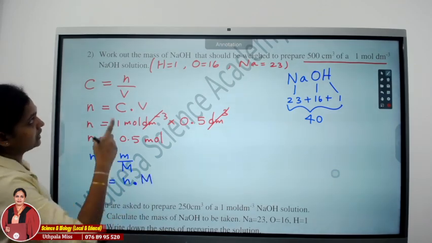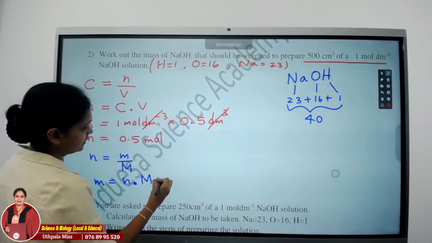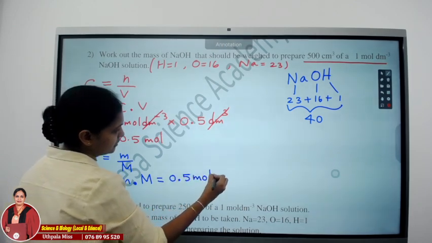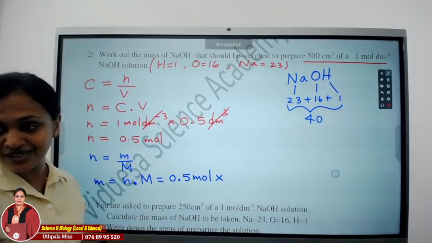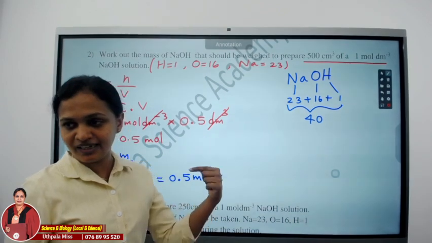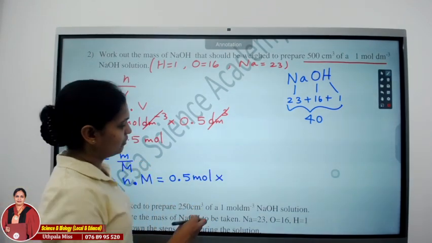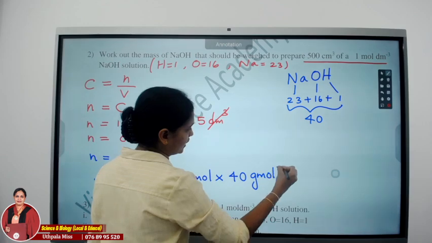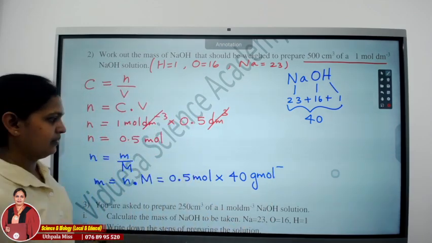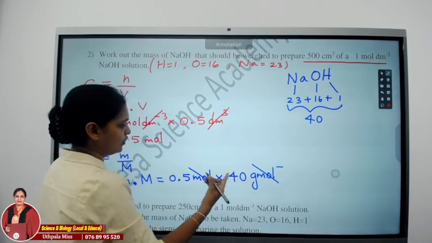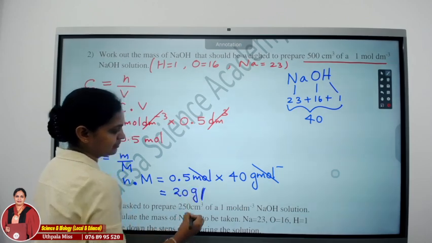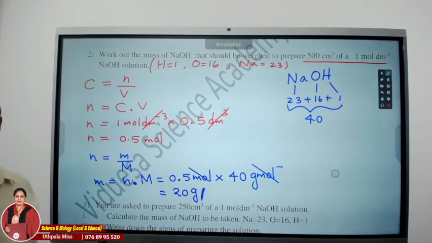The number of moles here is 0.5 moles. The relative molecular mass taken in grams is equal to the molar mass. So 40 grams per mole is the mass of 1 mole of sodium hydroxide. So mole per mole, 40 grams into 0.5, again 20 grams. Did you get that?